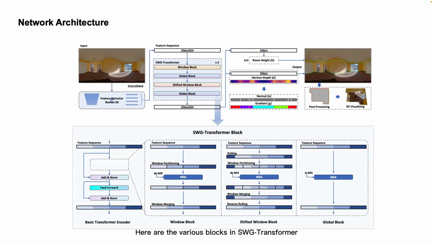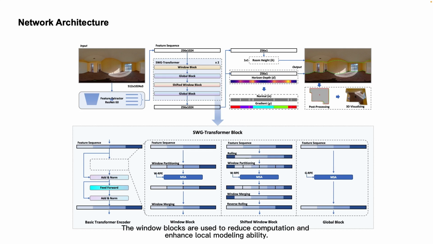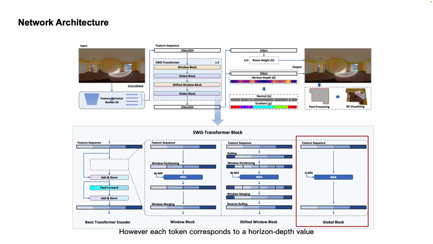Here are the various blocks in the SWG transformer. The difference between them is the operation before and after MSA. The window blocks are used to reduce computation and enhance local modeling ability. However, each token corresponds to a horizon depth value, so the global block is necessary to enhance the global awareness of each token.